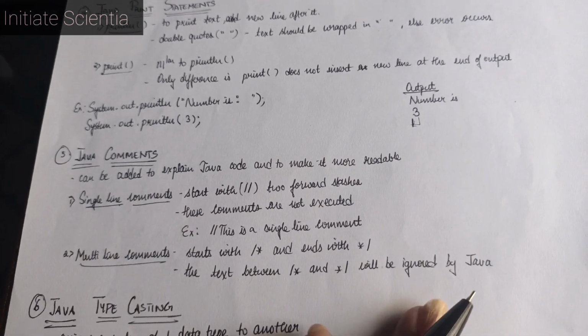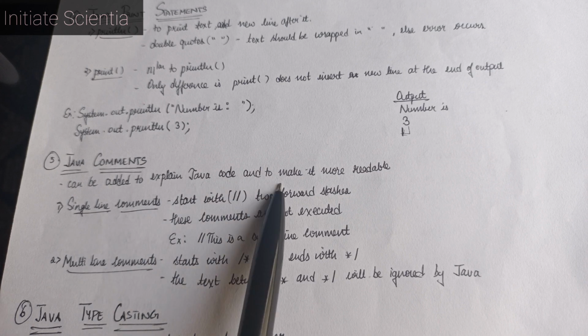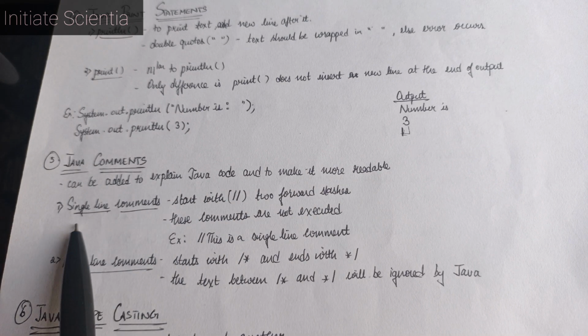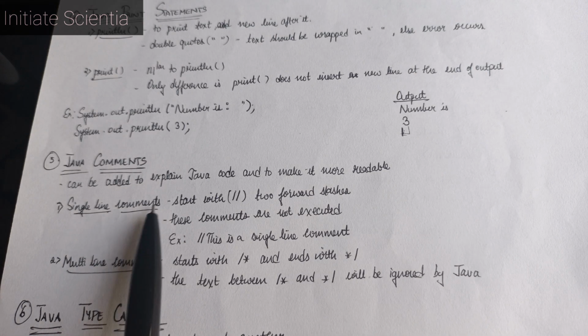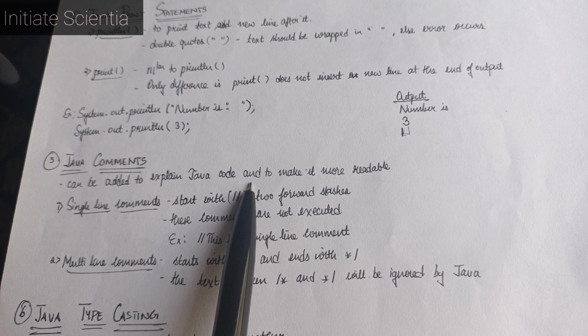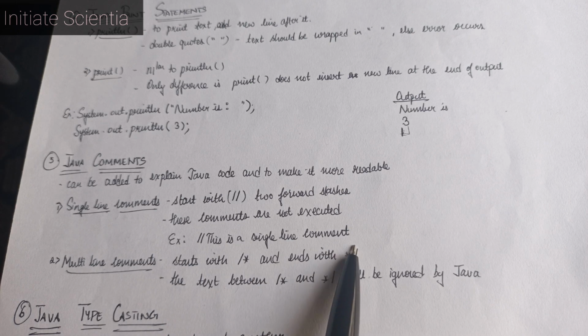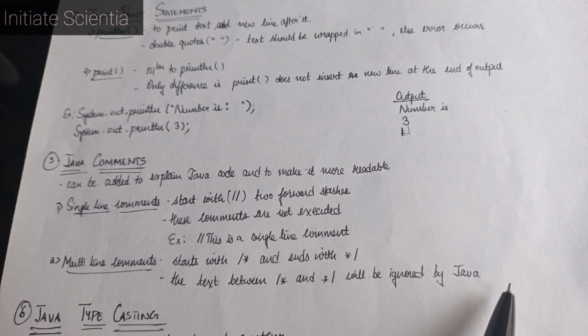Okay, next moving on to Java comments. They can be added to explain the Java code and to make it more readable to the user. We can have single-line comments or multi-line comments. Single-line comments start with 2 forward slashes. These comments are not executed. Example: this is a single-line comment. Multi-line comments start with the symbol /* and end with */. The text between these symbols will be ignored by the Java compiler.